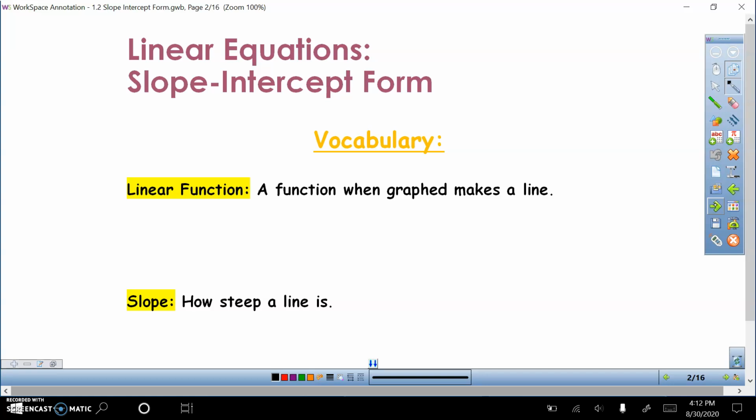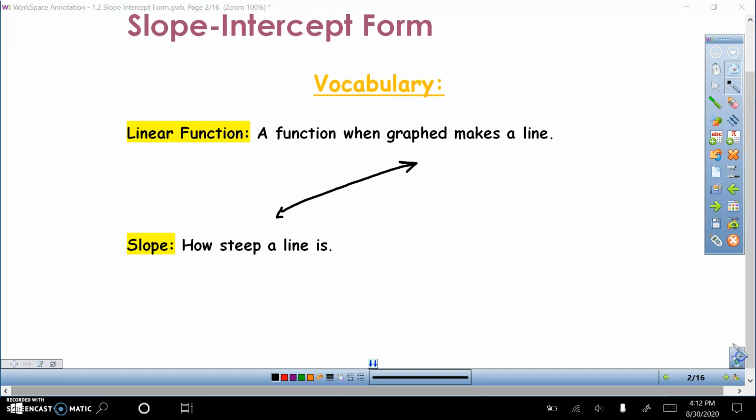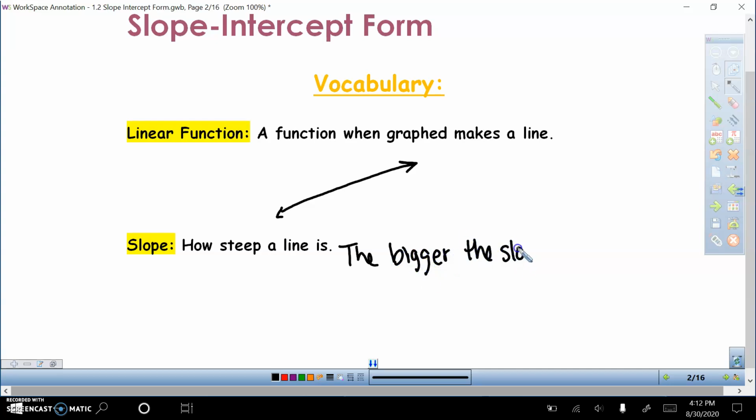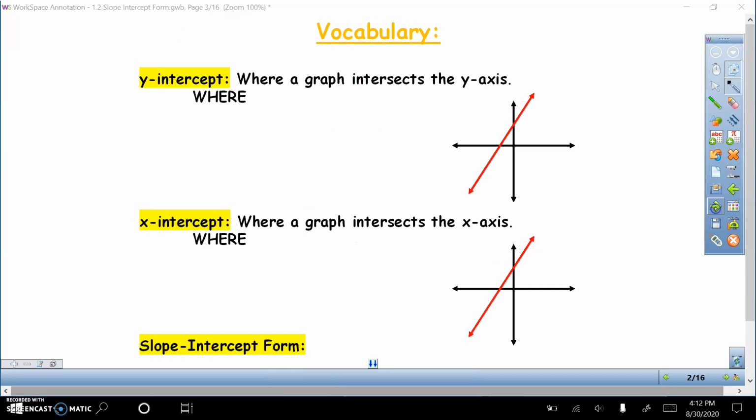So a linear function is a function that, when graphed, makes a line. So remember, a line has to be straight and a line continues on in both directions forever. The slope of a line is how steep it is. The bigger the number, the bigger the slope, the steeper it is. The converse is also true. So the smaller the number, the less steep it is.